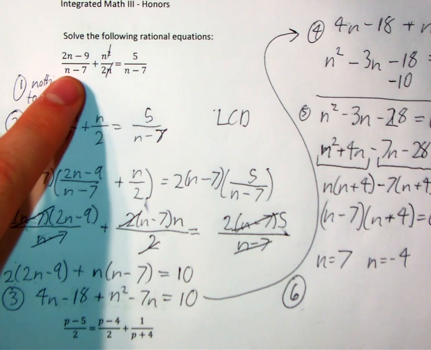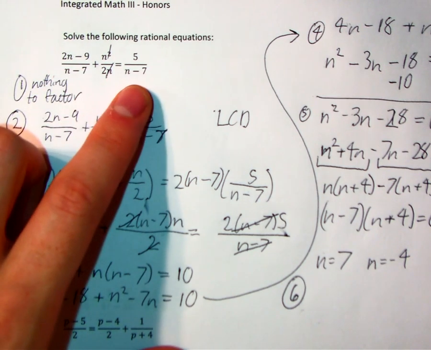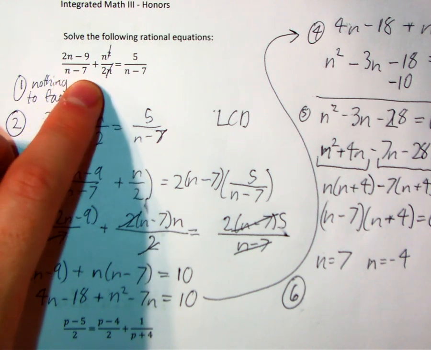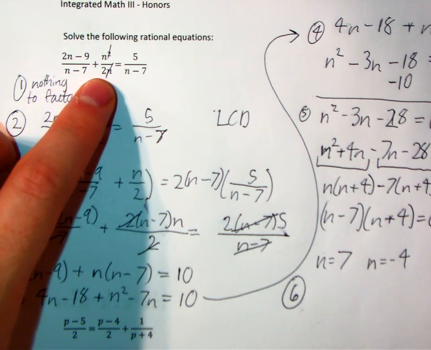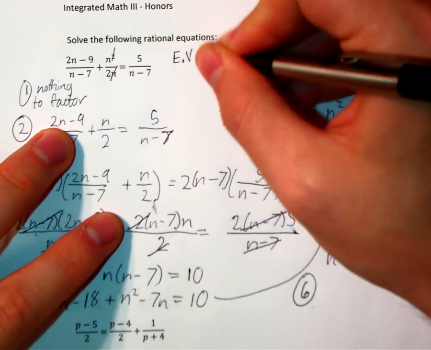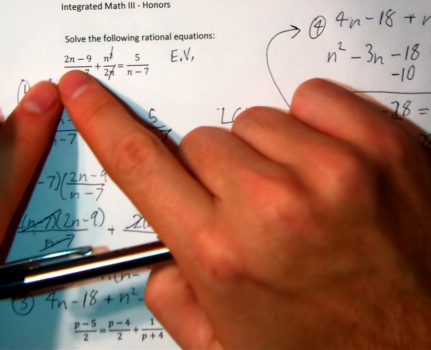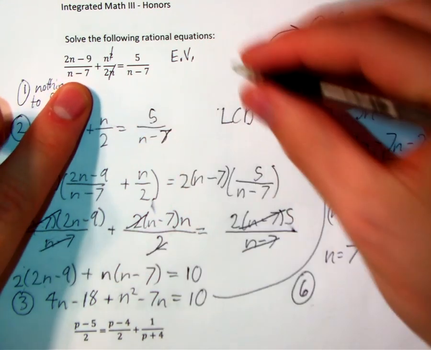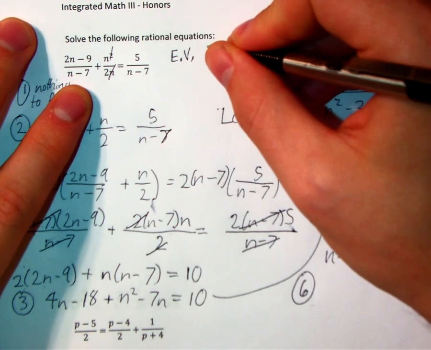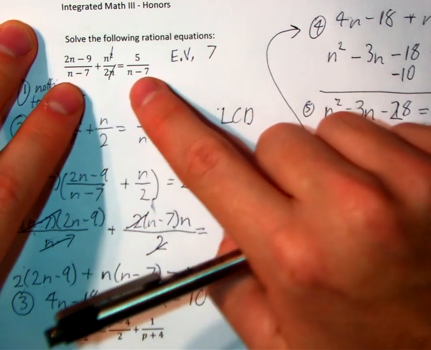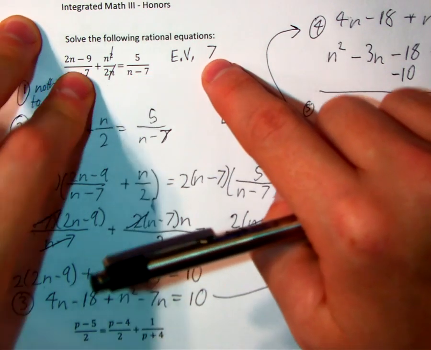So I've got two different kinds of denominators here. I've got a denominator that's n minus 7, and I've got a denominator that's 2n. Okay, so what would my excluded values be? My excluded values would be whatever would make this denominator equal to 0, this denominator that appears in two spots, that would be 7. Because if I plug 7 in for n, I get 7 minus 7 is 0. So 7 is an excluded value.